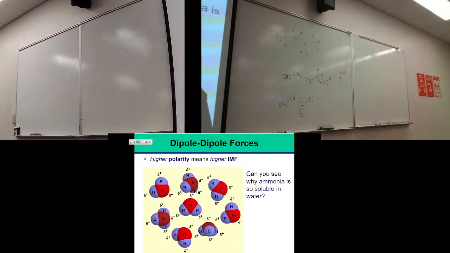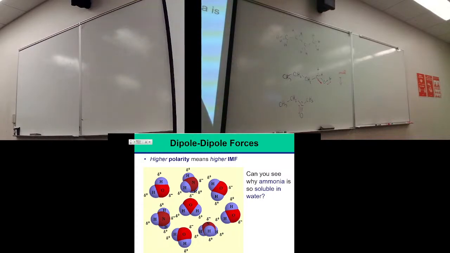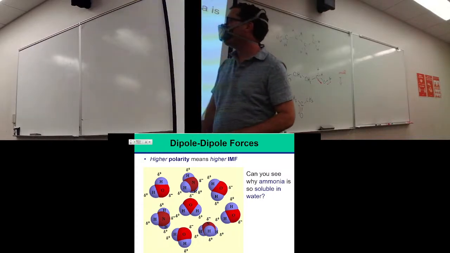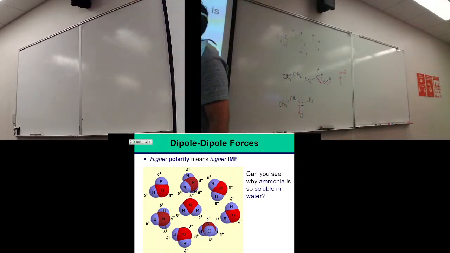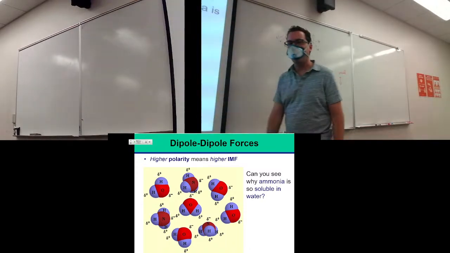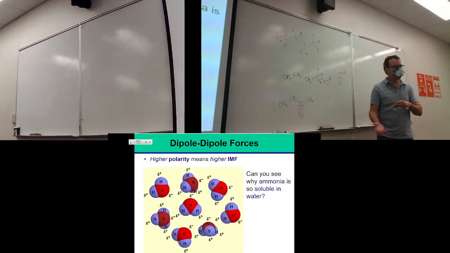Ammonia is a very polar molecule. It's trigonal pyramidal. And so the nitrogen side is partially negative. The hydrogen side is partially positive. It has a dipole moment. Water has a dipole moment as well. And so these will interact with each other really well. The partial positive side of one molecule will interact with the partial negative side of another.